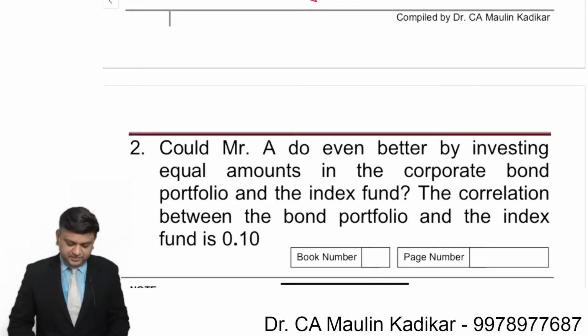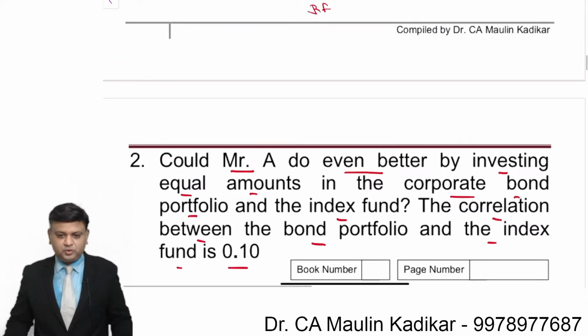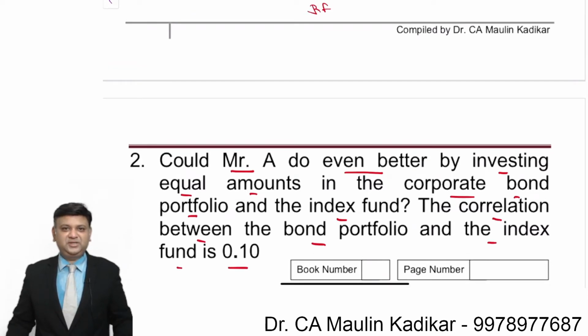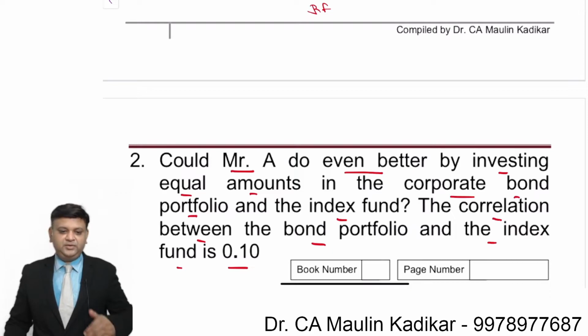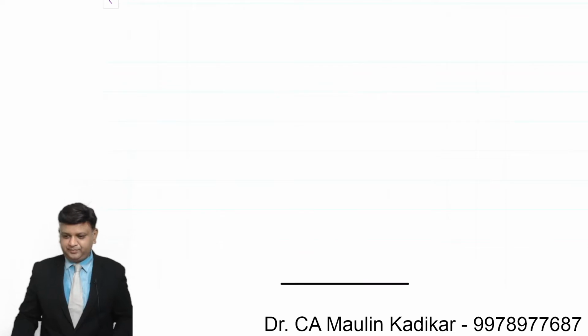Now try to do the second part of the question on your own. I am reading the question for you. Could Mr. A do even better, pehle se bhi better, by investing equal amount in corporate bond portfolio and index fund? That is the question. The correlation between the bond portfolio and index fund is 0.10. So, dono ke beech ka R 0.10 hai. Try to answer on your own and put your answer in the chat box.